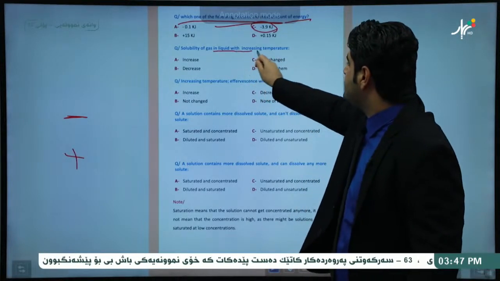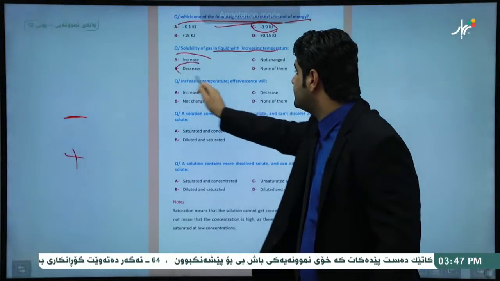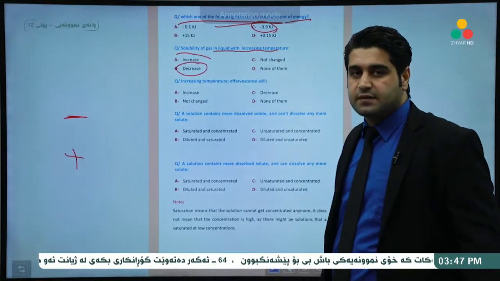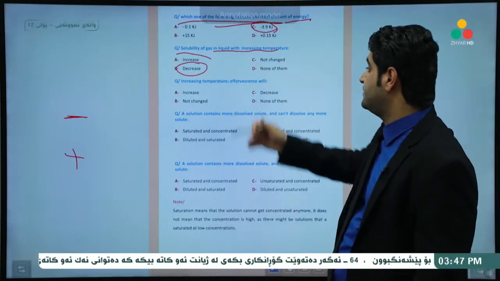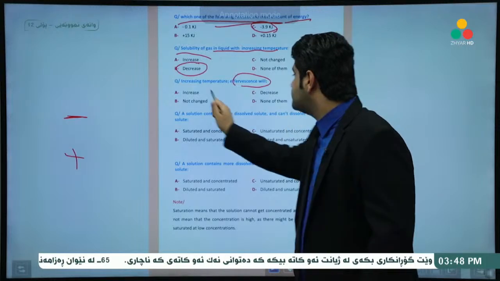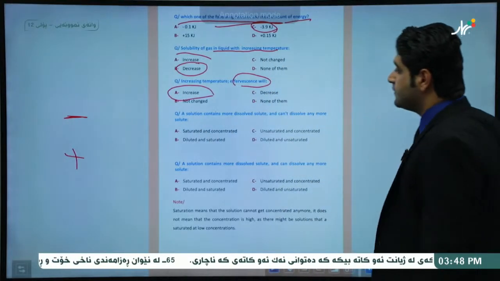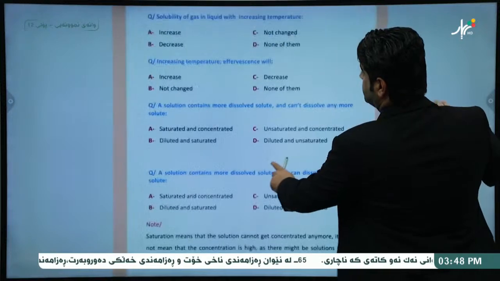Solubility of gas in liquid decreases with increasing temperature. Okay, decrease. With increasing temperature, the solubility decreases, but the effervescence increases. You know that. Okay, I prefer to enlarge the page.